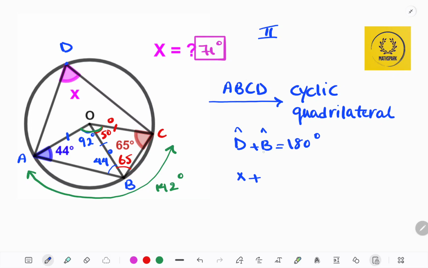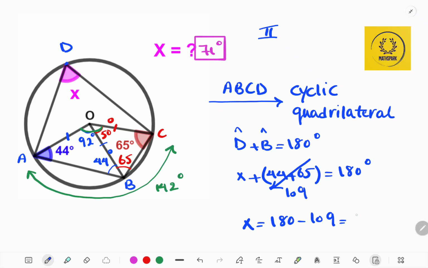D is X, B is the sum of 44 and 65. And this is 109. So X is 180 minus 109, which is 71 degrees, the size of X. So this was the second strategy, and I believe that the second one is really easier than the first one. Which one do you prefer?